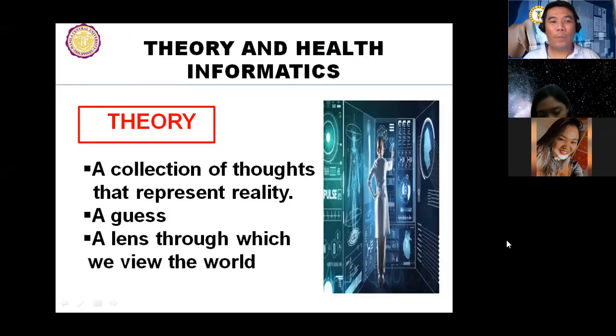Theory and health informatics. Theories are thoughts that represent reality. That's why the topics in your first year are considered theory. So it is the collection of thoughts and how we could consider them to represent reality. It gives us the idea on how, and it actually answers the why. Why the specialization? The collection of thoughts answers this.